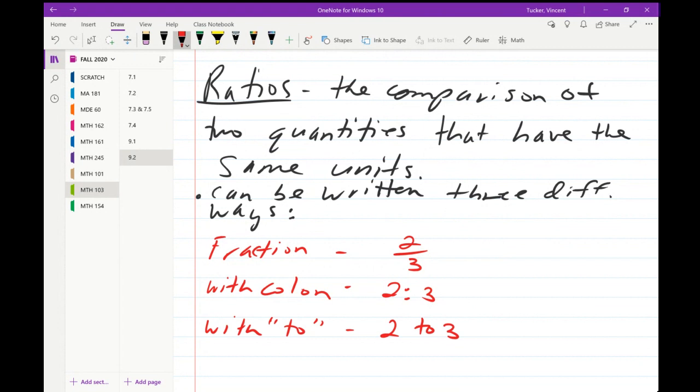All right, so ratios, the comparison of two quantities that have the same units, can be written in three different ways: as a fraction, 2/3, with a colon, 2:3, or with the word to, 2 to 3.